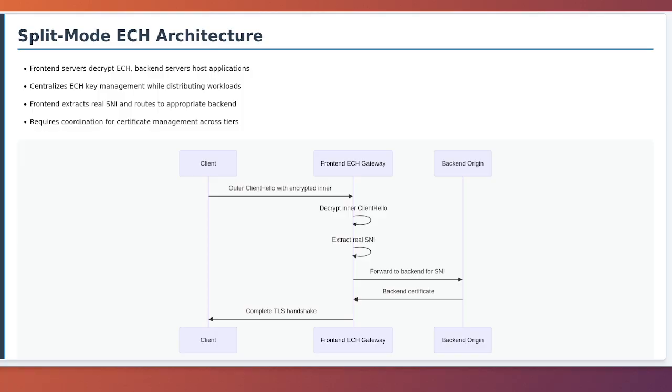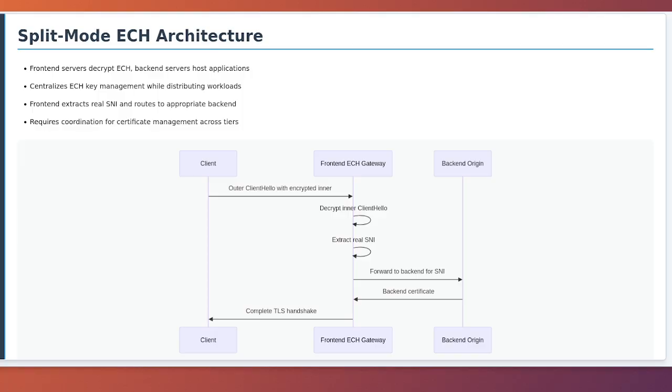In split-mode architecture, a front-end server receives the encrypted ClientHello, decrypts it using the ECH private key, and then forwards the decrypted information to back-end origin servers. The front-end server essentially acts as an ECH gateway, handling the privacy-sensitive decryption while back-end servers remain focused on application logic. This separation allows organizations to centralize ECH key management while distributing application hosting across many servers.